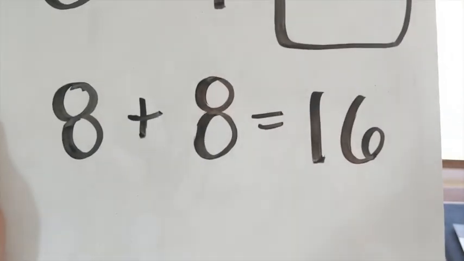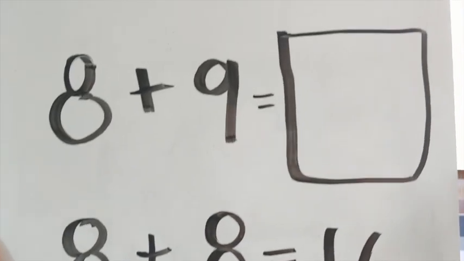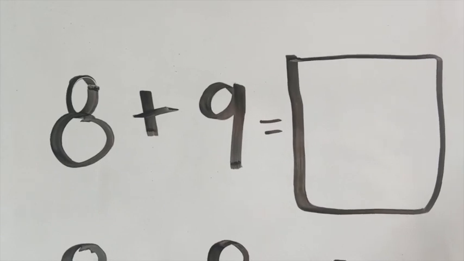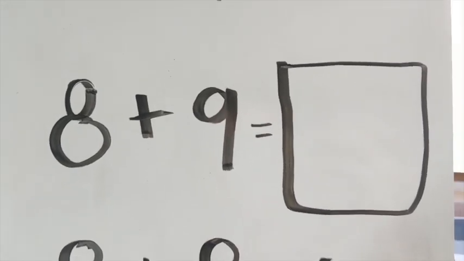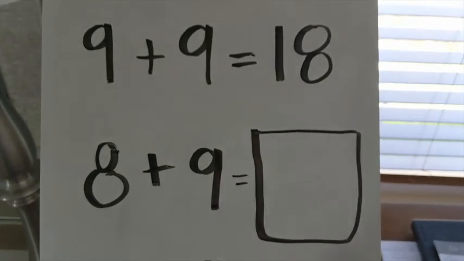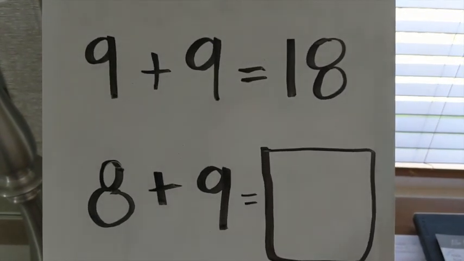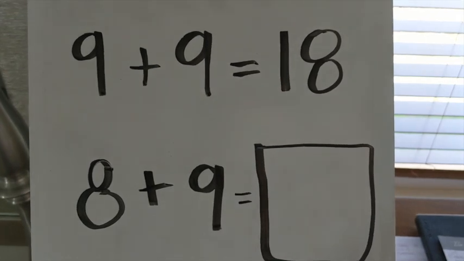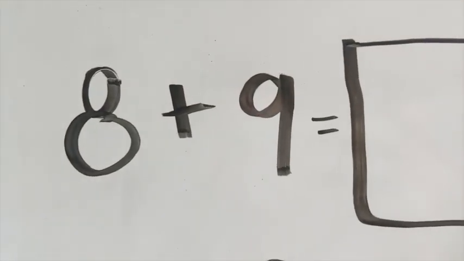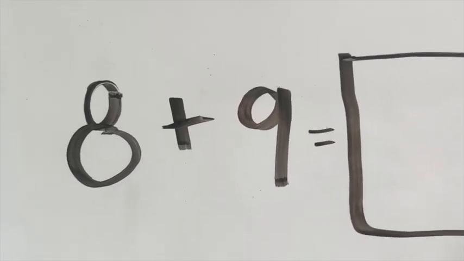So 8 plus 8 is 16, except 9 is just one more. What's one more than 16? That's correct, 17. Some friends like to do it this way, where they see 9 plus 9 is 18.